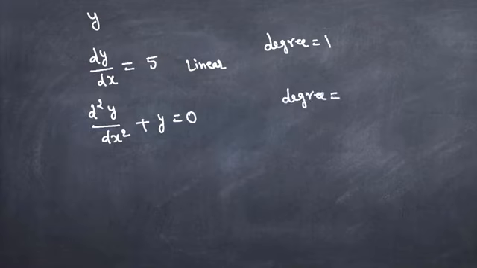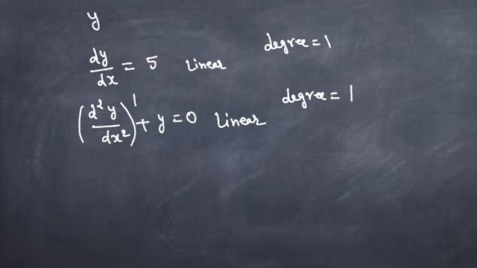The power of the highest derivative here is 1, and the function or its derivatives are not multiplying anywhere. So this is again a linear differential equation. So let me write down a non-linear differential equation.